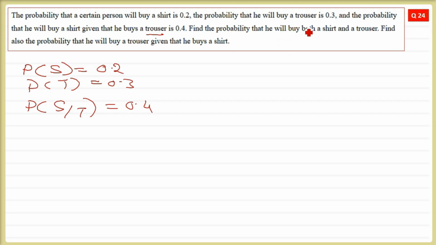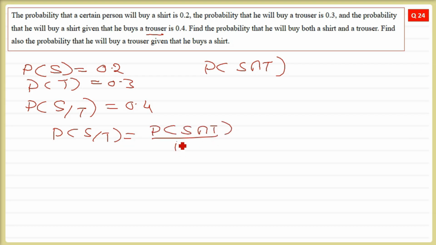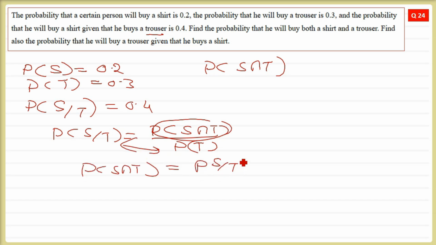What is the probability that he'll buy both shirt and trouser? So P of S intersection T needs to be found out. This is the first part. The second part we'll take next, but let's solve the first part. P of S given T is P of S intersection T divided by P of T. So P of S intersection T will be P of S given T multiplied by P of T. We are just cross multiplying it, and now we have both the values. P of S given T is already given in the question, which is 0.4, and P of T is 0.3. So 0.4 into 0.3 is 0.12.